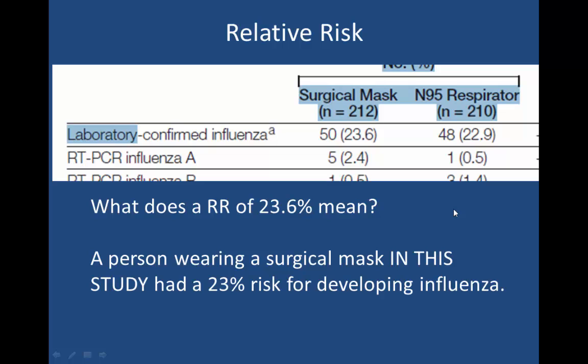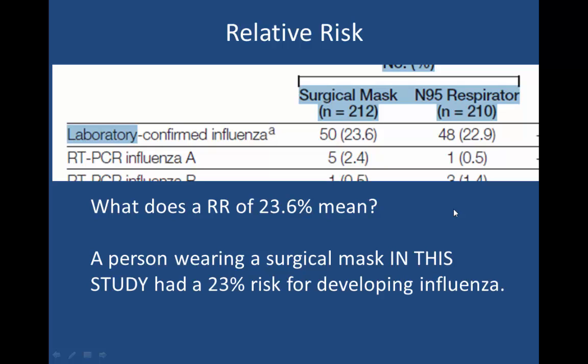In this, it was to see if surgical masks were better than N95 masks. So let's do the math. It should be 48 divided by the total number in the group. So if you got your calculator, 48 divided by 210, and I should get 22.85. They just rounded that to 22.9. That's already reporting as a percentage. 22.9% of people who wore N95 respirator masks out of 210 developed confirmed influenza when they wore this mask.